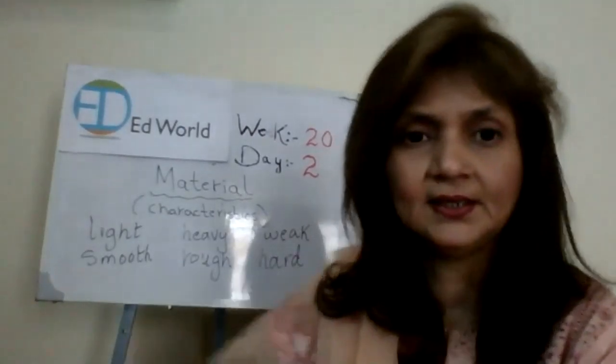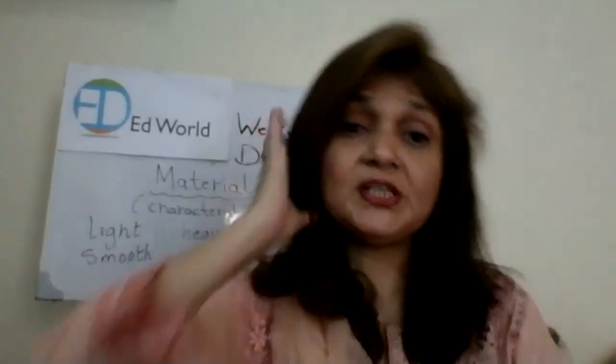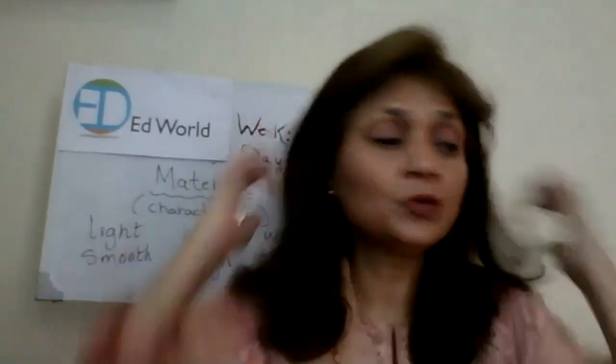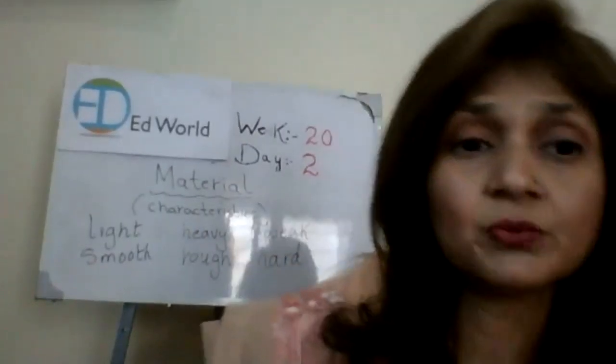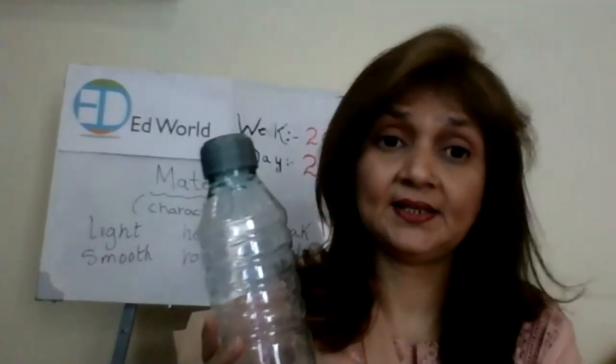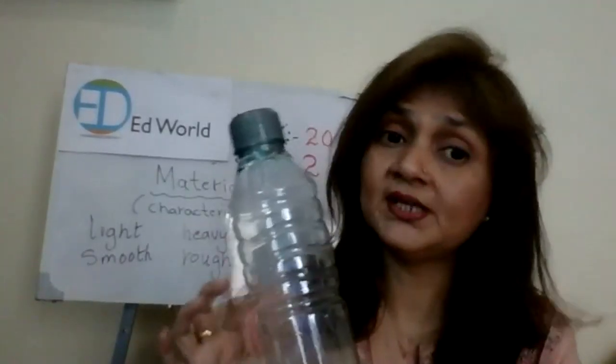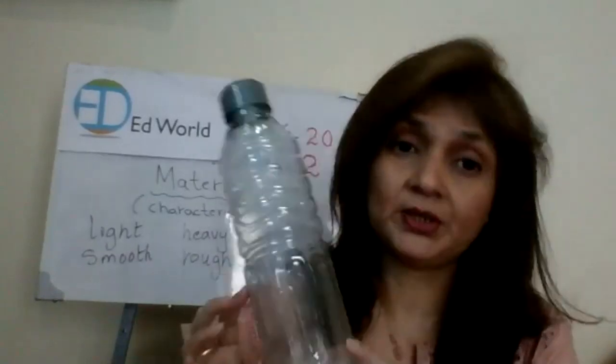Yes, class? So these were the different materials and different properties of materials. Like I've shown you, the first thing which I've shown you was the plastic bottle. How does the plastic bottle feel like? It is very light and it is smooth. Light and smooth are the properties of the plastic bottle.